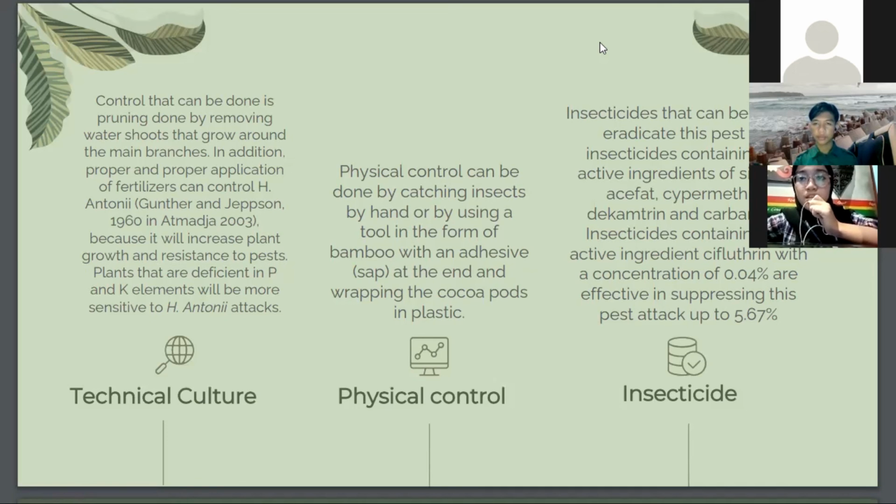And then physical control can be done by catching insects by hand or by using a tool in the form of bamboo with an adhesive at the end, and wrapping the cocoa pods in plastic.